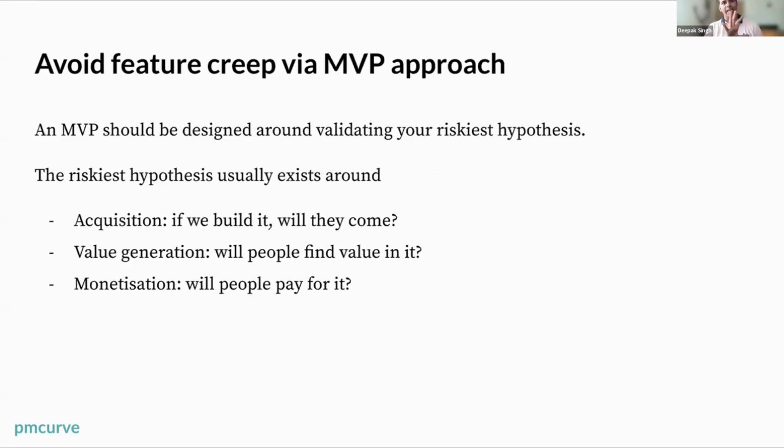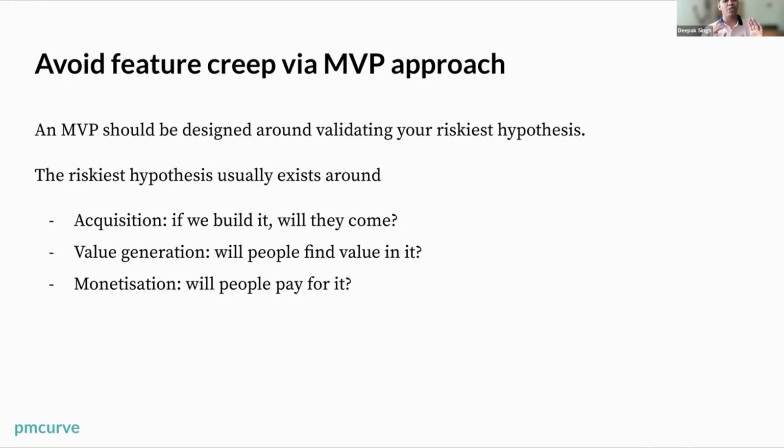I think there was a term which was doing the rounds 3 years back, which was RAT, riskiest assumption testing, right? If you ask me, there's no difference between MVP, MLP, minimum lovable product, and riskiest assumption test. All are one and the same, because ultimately the MVP is all about validating your riskiest hypothesis. Now that riskiest hypothesis usually exists against 3 things in the growth cycle. It will either be around acquisition: if you build it, will they come? Value generation.